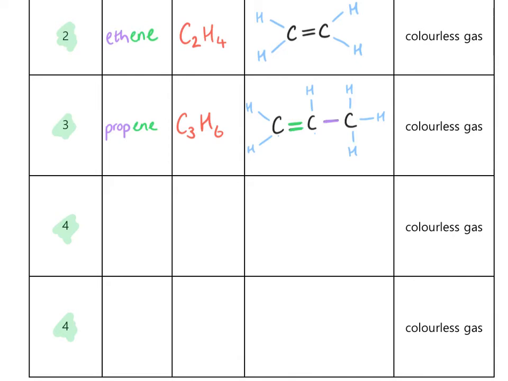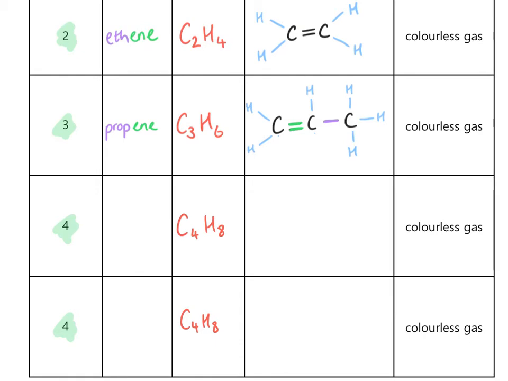So let's write the formula first of all, and they both fit the general formula. So if the general formula is CnH2n, our formula is going to be C4H8, because 2 times 4 is 8. So that's going to be the molecular formula for each of these molecules.